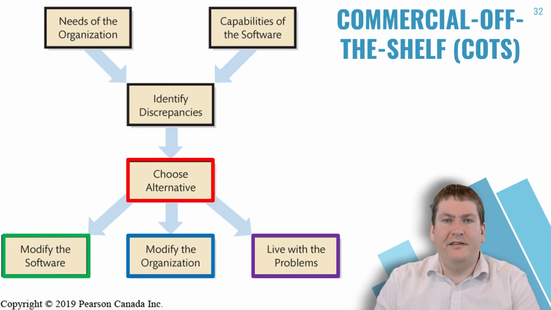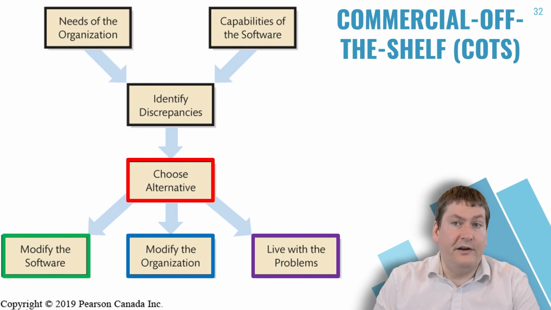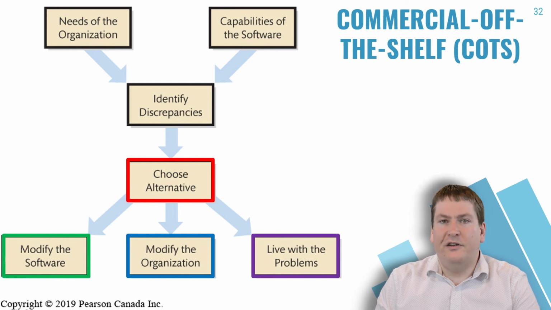In real life, organizations don't have to just pick one alternative. They can use hybrid solutions such as modifying some parts of the software, but also changing the organization's data to match the format used by the new software.